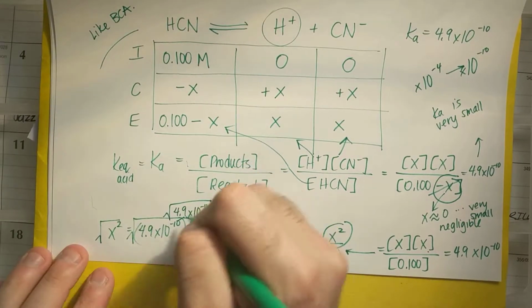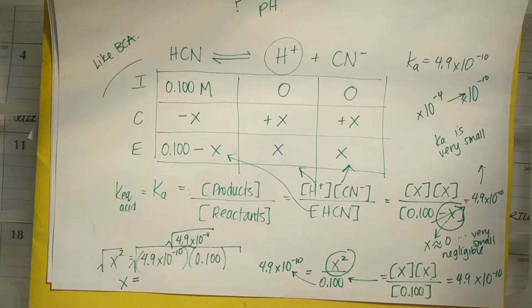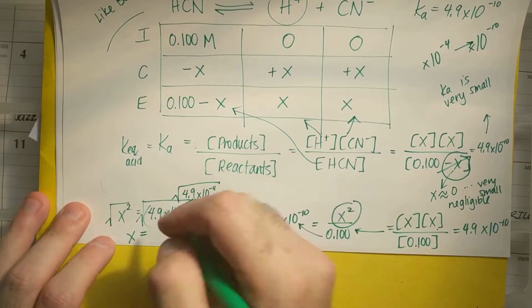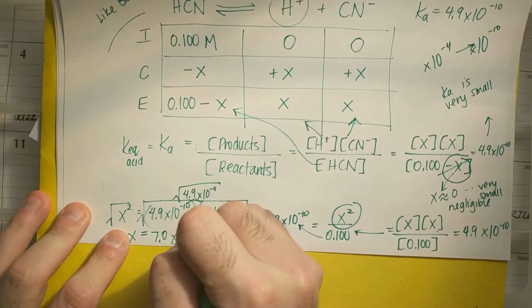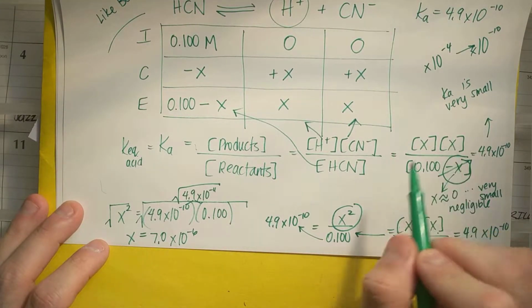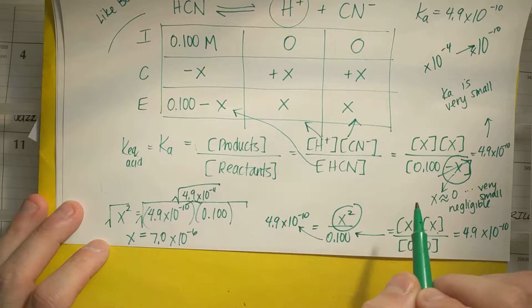And then if I take the square root of that, X equals 7.0 times 10 to the minus 6. Right? And that's a very small number. So this X being a small number makes sense for this.